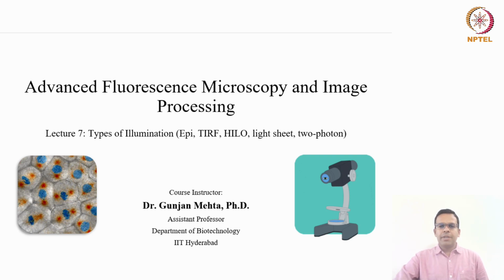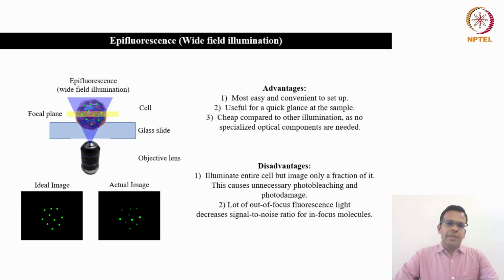So let me first explain why these different kinds of illumination are required. As we discussed in the last class, generally in the epifluorescence illumination or the wide field illumination, your objective lens illuminates the entire cell, okay. However, it collects the information only from the focal plane, okay. So what is our loss here? What are we losing here?